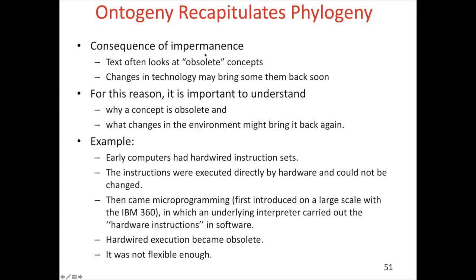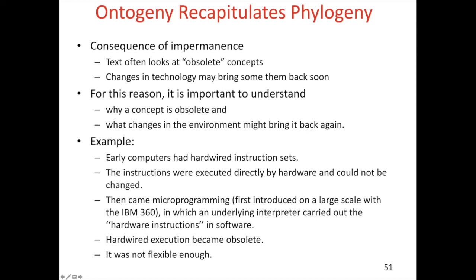The consequence of impermanence is as follows. Text related to operating systems often looks at obsolete concepts. However, changes in technology may bring some of them back soon. For this reason, it is important to understand why a concept is obsolete and what changes in the environment might bring it back again.